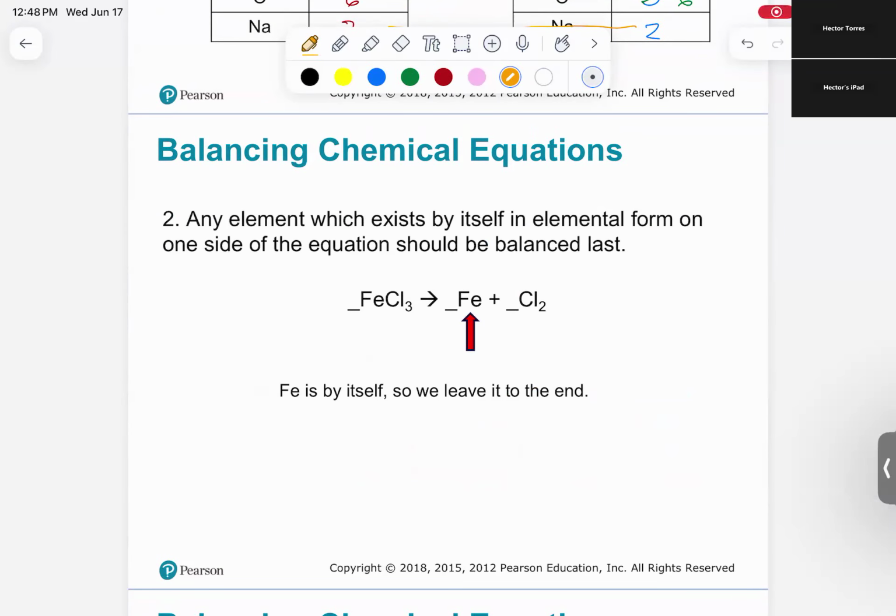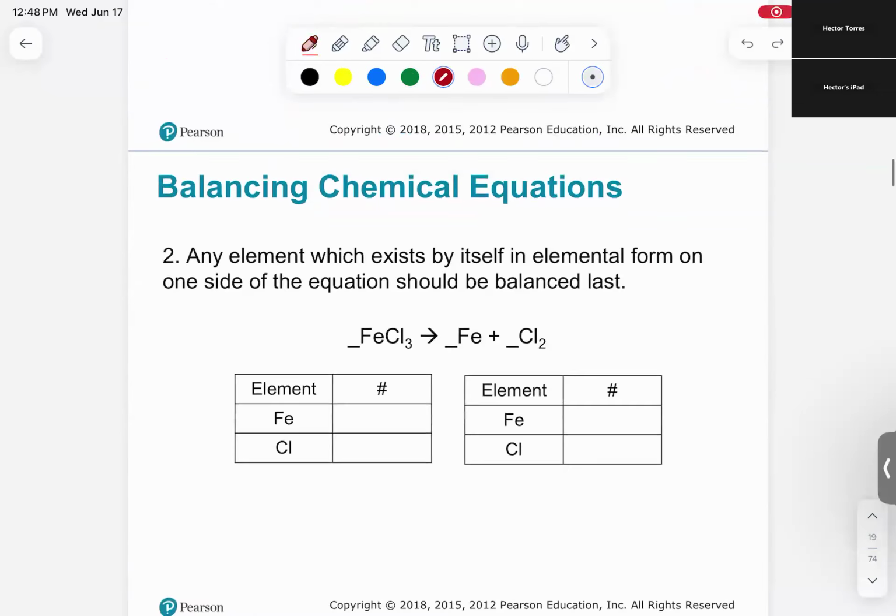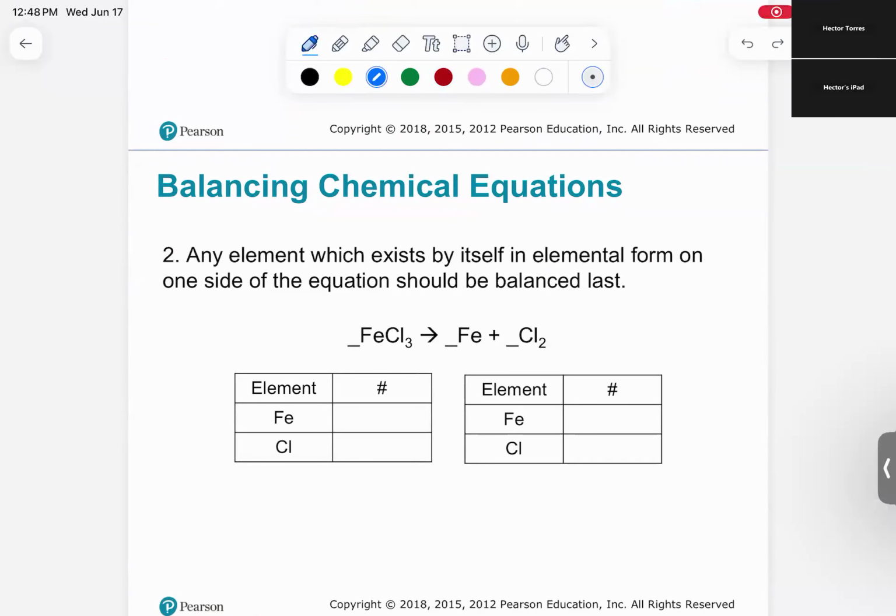So over here, again, tip 2 on balancing the equation is any element which exists by itself on one side of the equation should be balanced last. Okay, so over here, Fe, so we can see iron is going to be all by itself. So we're going to leave that to last so that we can get the more complicated ones out of the way first. So over here, we're going to see what we have on both sides. So here I have 1, and then for chlorine, I have 3. On the right side of the products, I have 1 iron, and then I have 2 chlorines.